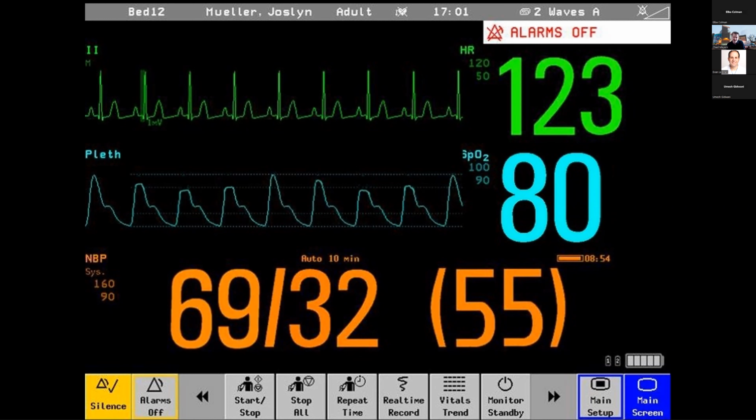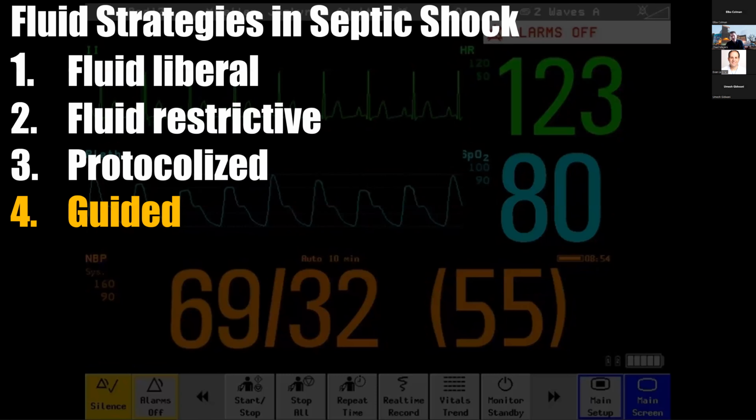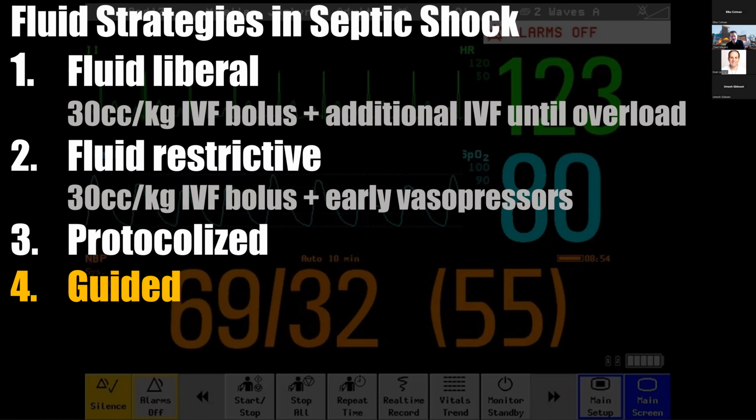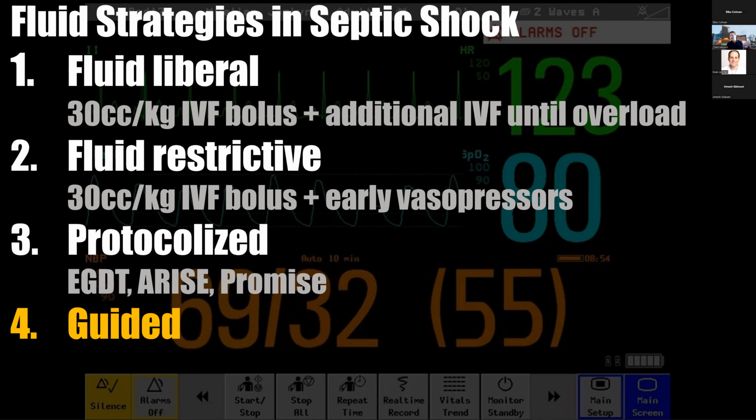And I think most people would approach this patient with the first question being, pressors or fluids, right? So, in terms of our broad strategies for fluid in septic shock, I'll break them down into four main categories. Our first two are relatively blind, if not blind, starting with a fluid bolus and then either giving fluids until the patient is clinically overloaded and then starting pressors, or a restrictive strategy where you give a bolus and then early vasopressors. And then we have our protocolized approaches like early goal-directed therapy. Over the years, for the most part, evidence has really failed to demonstrate any benefit of one of these over the other.